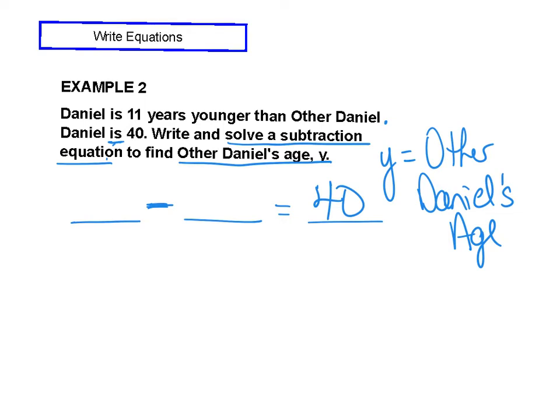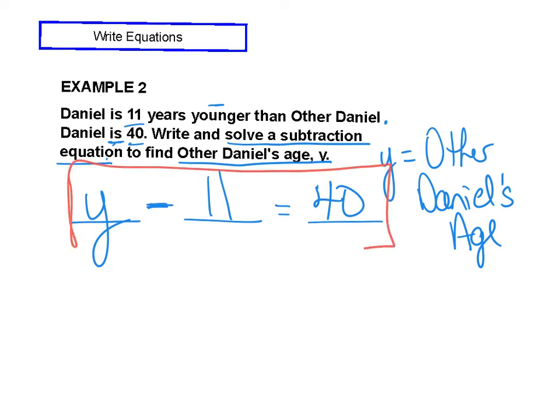I know, because I can solve this in my head, that I'm going to add 11 plus 40 to get other Daniel's age. But that's the math. I need to write the inverse equation. So y, which is other Daniel, minus 11, because younger means that we're taking away. Younger means subtraction. I'm taking away 11 years. This is our equation, and we're done. Are we done?